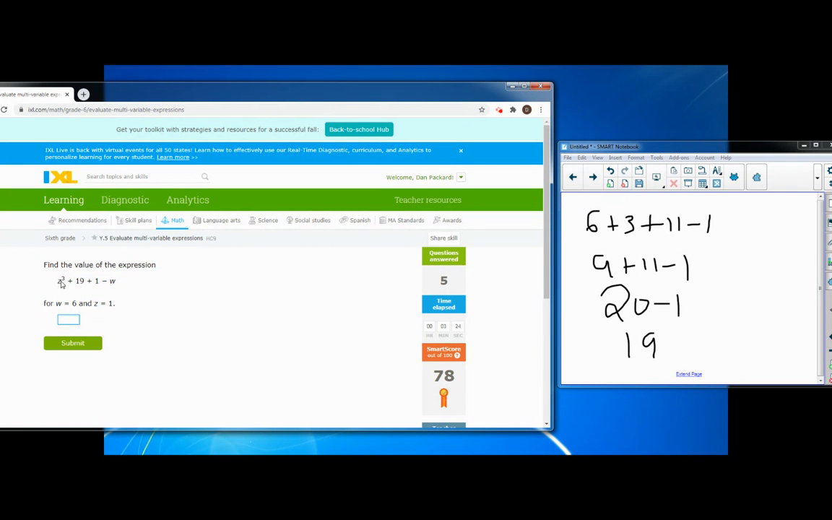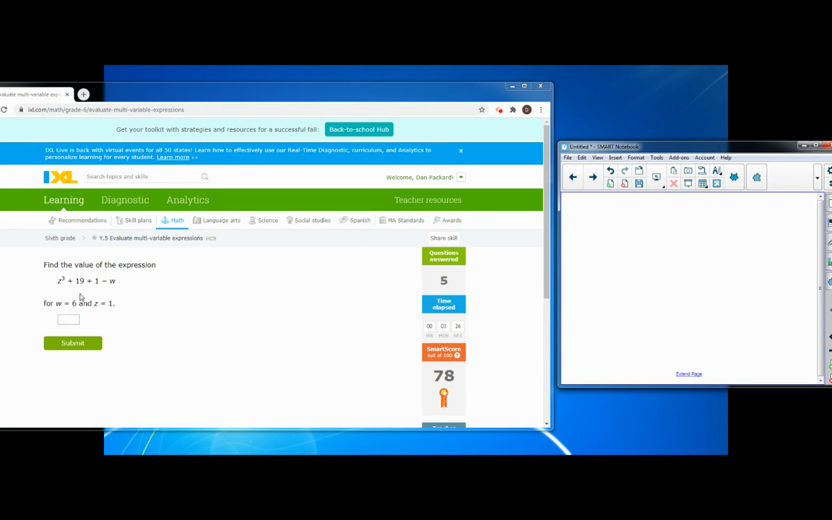Okay, now you get up a little bit further, we have a cubed function here. So we have z to the third, where z is 1. So we have 1 to the third plus 19 plus 1 minus w, which is 6. So 1 to the third is 1 times 1 times 1, which is 1, plus 19 plus 1 minus 6.